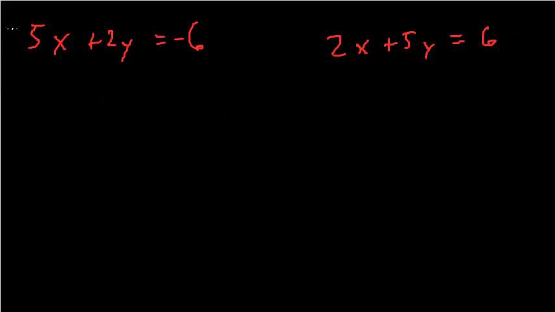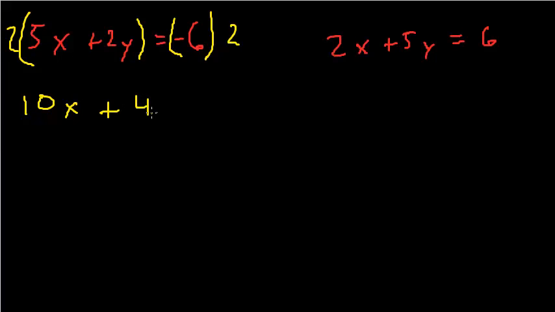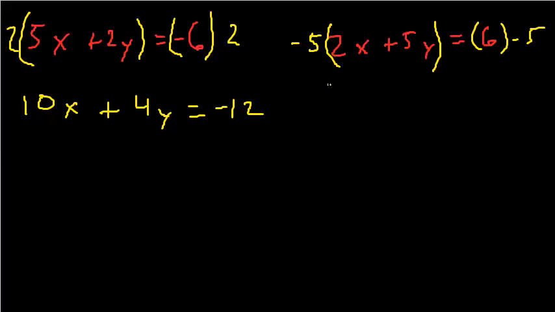I can change this by multiplying both sides of this equation by 2. If I multiply both sides of the equation by 2, I get 10x plus 4y is equal to negative 12. Over here, I'm going to multiply both sides of this equation by negative 5. I chose negative 5 because I want my coefficients to have that opposite sign. So I have negative 10x minus 25y is equal to negative 30.